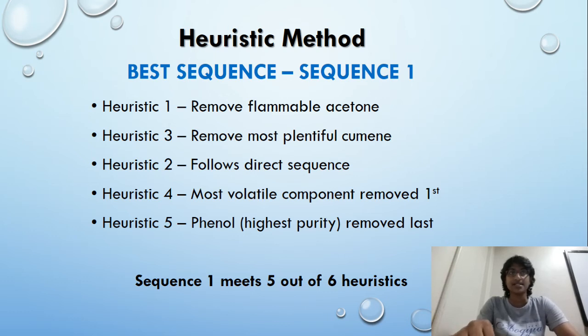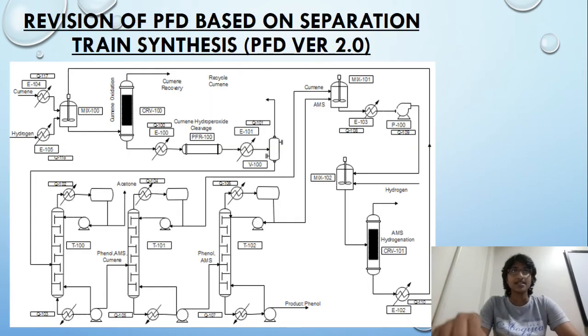From this, it can be seen that sequence 1 met 5 out of 6 heuristics and therefore is the best sequence. This is the revised version of the PFD based on the separation train synthesis. We can see that we have used sequence 1 for the distillation columns, as this is the best sequence.